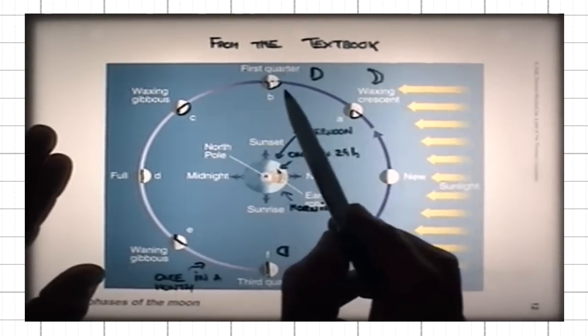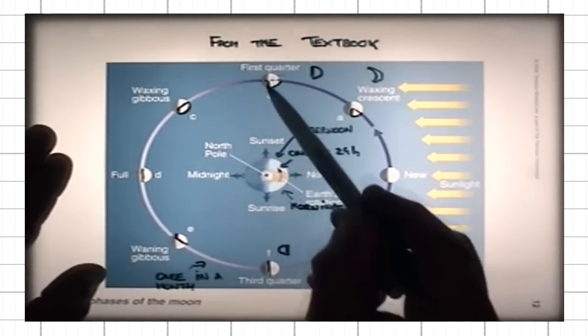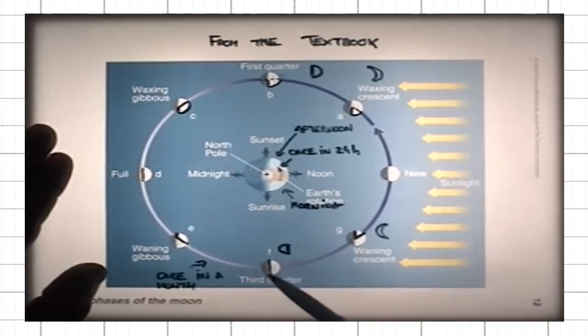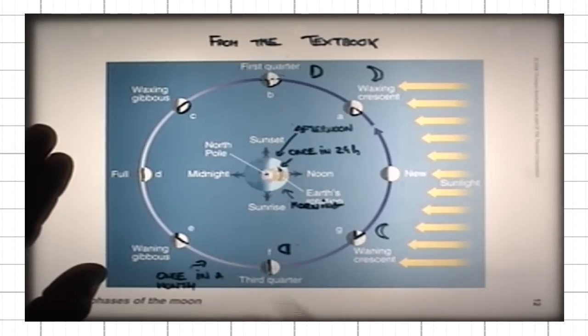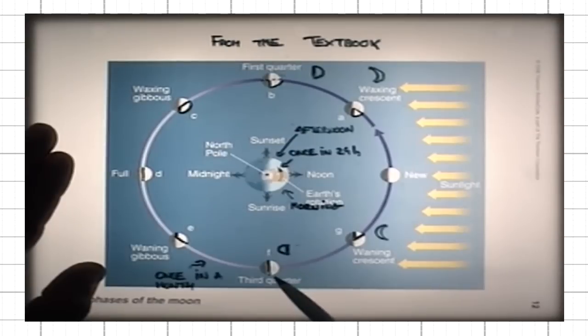Again, the interval between first and the third quarter is then 2 weeks, right? The interval of time between full and the third quarter is a week, and the interval of time between third quarter and the new moon is about a week.